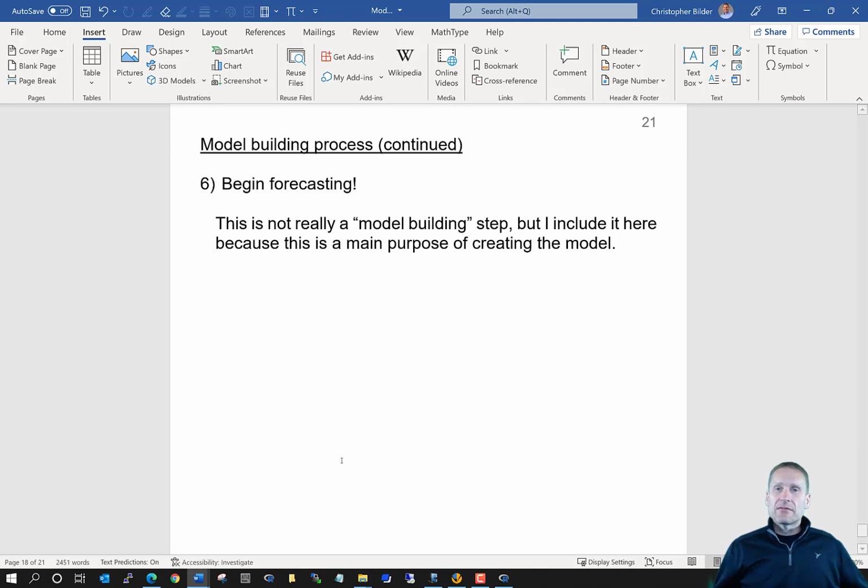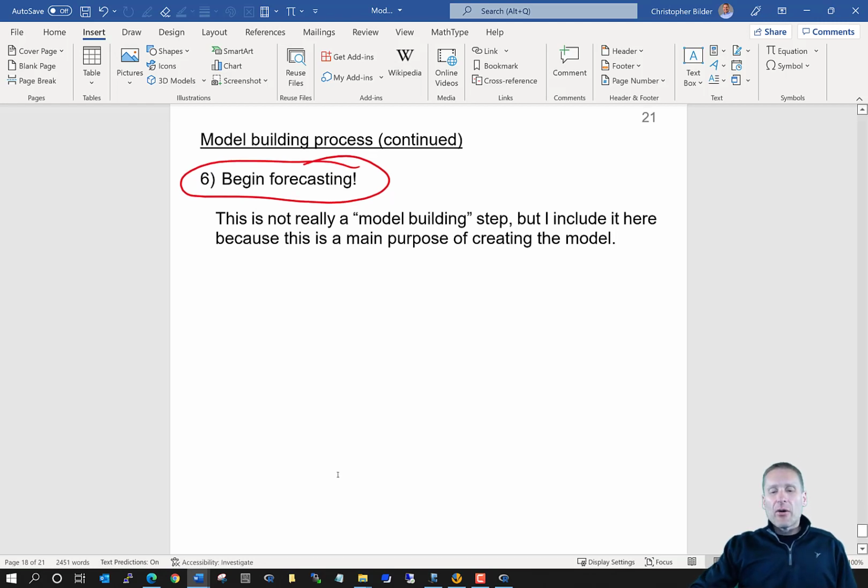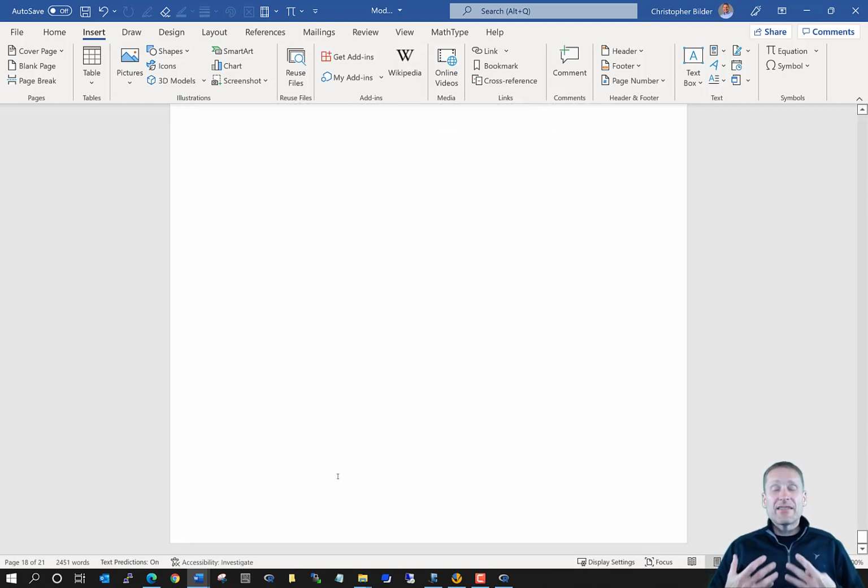Step 6, hey, let's begin forecasting. It's not really part of the model building process, but I like to put that there as part of the model building process to emphasize the purpose of time series analysis, so that we can forecast the future. And so once you find one overall model, in this case an AR1 model, now let's use it. Let's forecast with it. Okay, so that goes through now the 6 steps of the model building process.